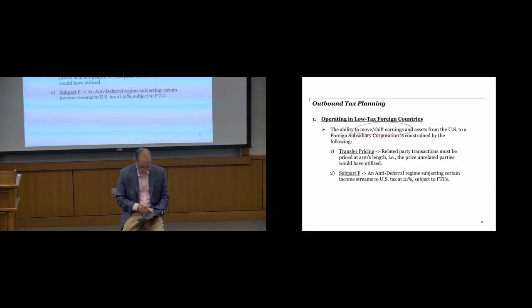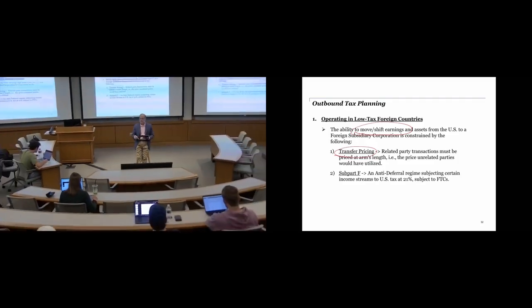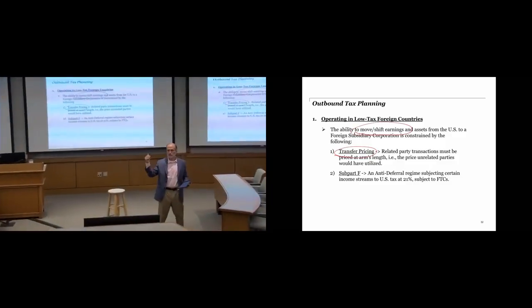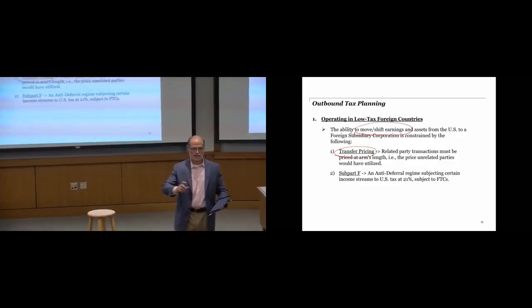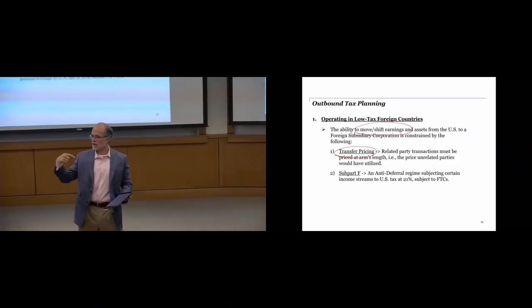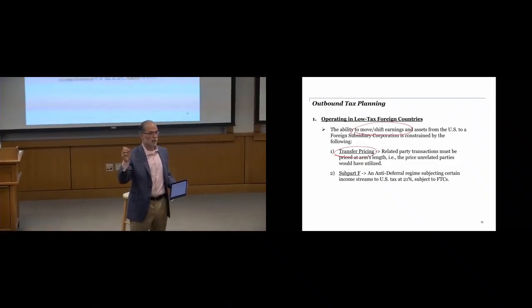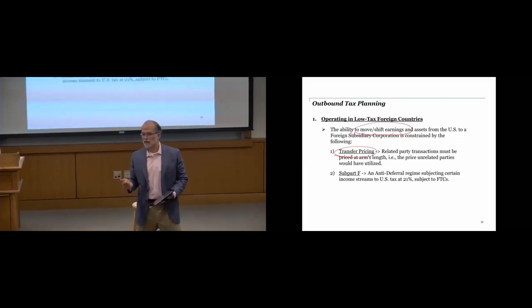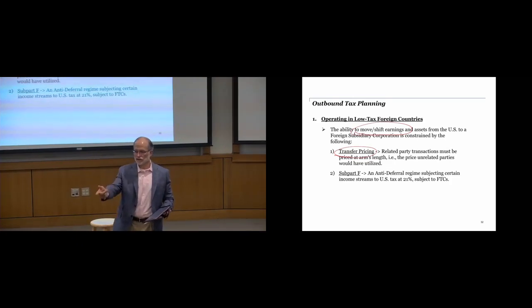Now, the ability to move or shift earnings and assets from the United States to a foreign subsidiary is constrained by the following, right? Transfer pricing. I cannot just start moving profit out of the United States through another country by adjusting my transfer prices, right? My transfer prices are the prices I pay intercompany. So if I'm doing transactional flows through my Irish subsidiary, somebody might say, well, let's charge Ireland less on our sale to Ireland, so when they sell it to the customer, they capture more profit.